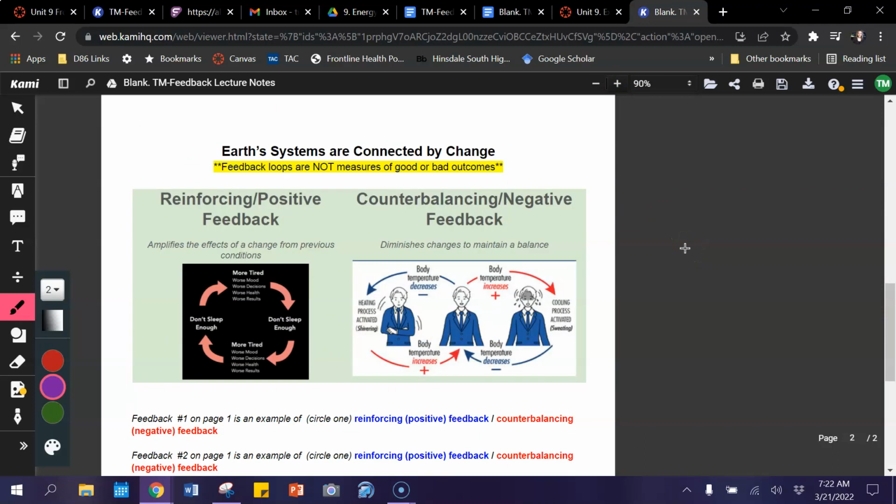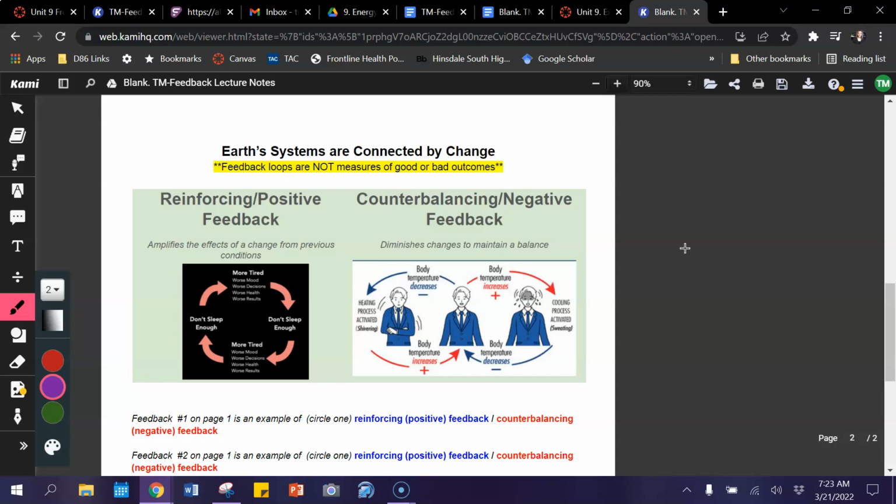All right, so for the next page now, we're going to try to define those two kinds of feedbacks. One thing to remember is that Earth's systems are connected by change. A change in one of Earth's systems, like the water cycle, the rock cycle, the amount of greenhouse gases in our atmosphere, is going to cause a domino effect. It's going to change others on down the line. So they are all connected by change.